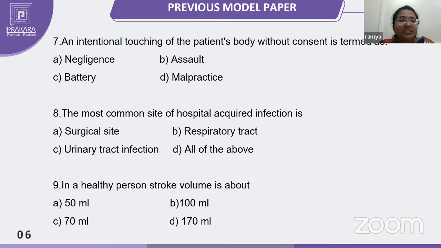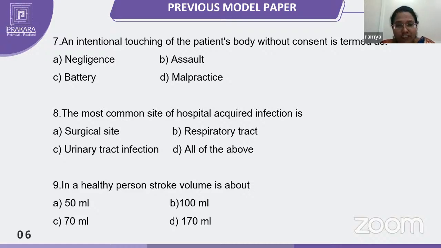They have given the options as A, negligence, B, assault, C, battery, and D, malpractice. So an intentional touching of the patient's body without consent is termed as battery. So you'll be mentioning the answer as option C, battery, for the seventh question.